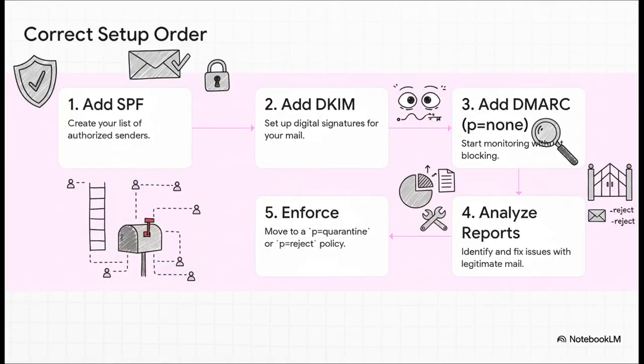Now, this is super important. The order you do this in really, really matters. To do this right, you have to start with SPF first. Then you implement DKIM. Only after both of those are working should you add a DMARC record in that monitor mode. From there, you analyze the reports, fix anything that's broken, and then you can finally move to a full enforcement policy of quarantine or reject.